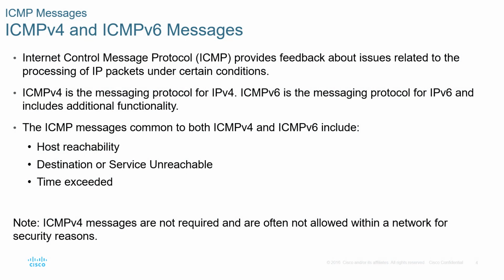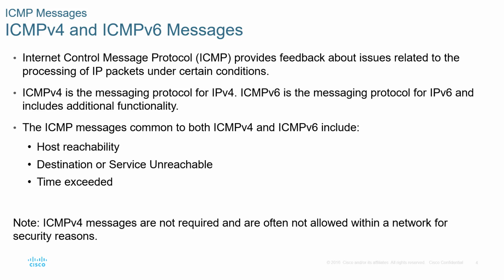It's called Internet Control Message Protocol, and it provides the basic feedback about issues related to the processing of basic IP packets under specific conditions. Normally ICMP, if we're looking at version 4, will use an IPv4 address, or if we're talking an IPv6 network, we're using ICMPv6.